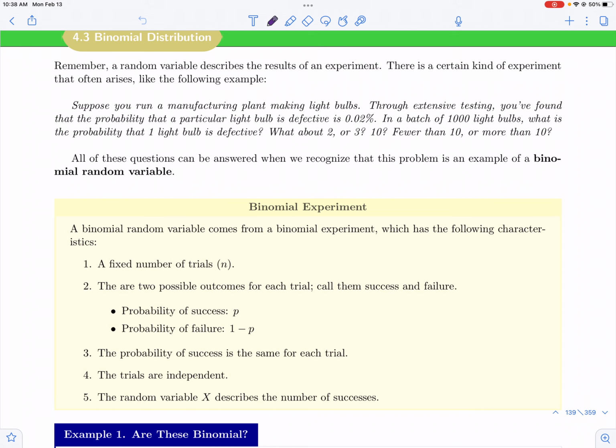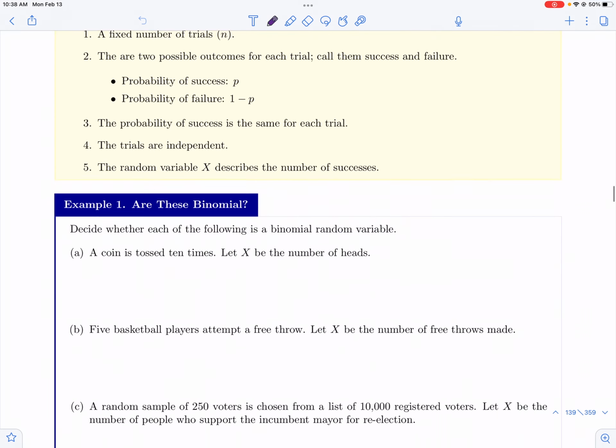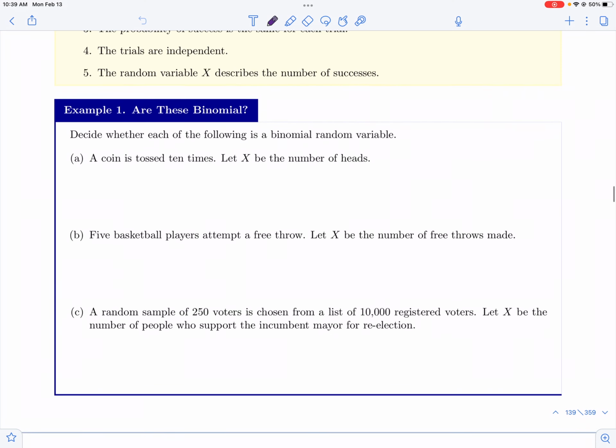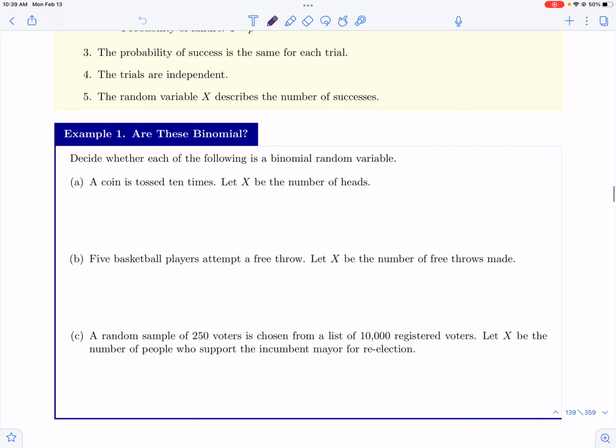For 3, the probability of success is the same for each trial. The trials are independent of each other. And the random variable X describes the number of successes that we're looking at. So first, let's try to make sure we can identify when something is binomial or not binomial.